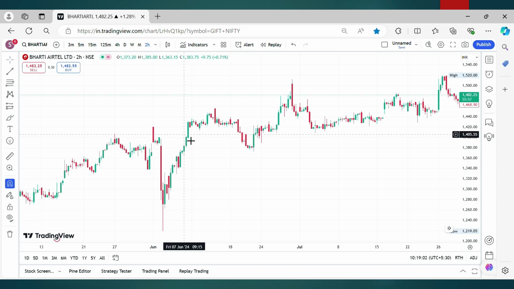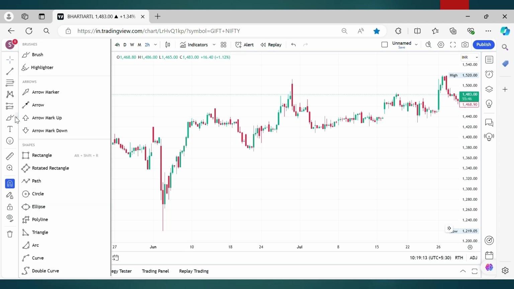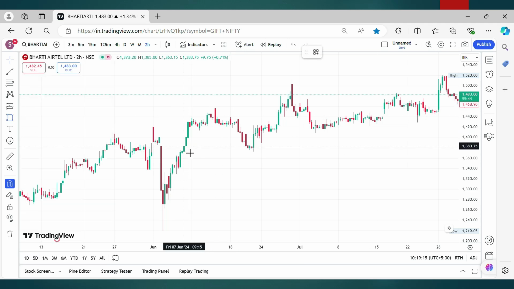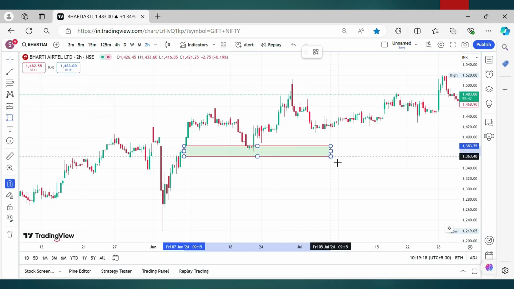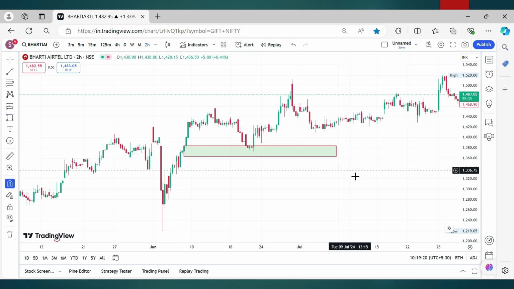So this is a 2-hour chart of Bharti Airtel. We can see that the price is in upward momentum for a brief period, and in between there are a series of base candles here. Now let's mark the area where the base candles are. So this is the area of the demand zone, and now we can see when the price retests this point, the price has gained upward momentum and gone up. So this is how a continuation demand zone works.